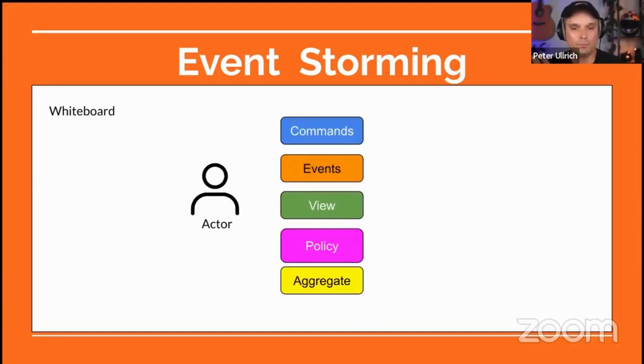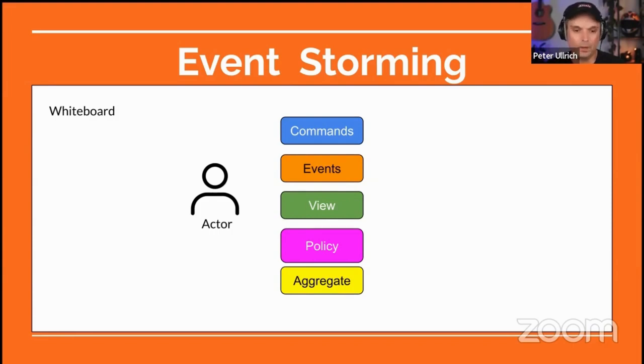So on the whiteboard, you go through every use case, not every, but the most important use cases. Then you define the actor who does something with that use case, like a salesperson, a delivery driver, or it could also be the system. And then you have the sticky notes: commands, events, a view, policies, and aggregates. I will explain each of them later on. So that's what you have.